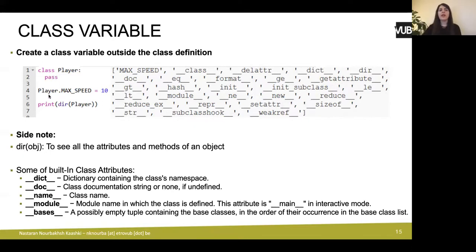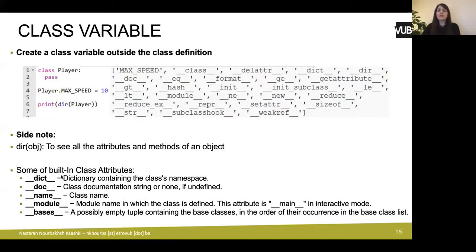For example, here, I only created a class variable for this player and I didn't add anything to this class. When I use dir for that, you can see that there are many functions that are already defined for this class, and I can use them. For example, constructor, repr, setattr. You will see later what they are. I don't think I explained str in the previous lesson, but I will discuss them in the next lesson, not today.